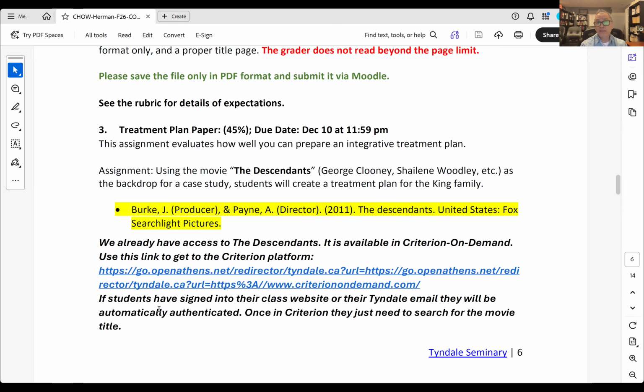You'll be watching a movie called The Descendants. You might even have seen it. It's by George Clooney, etc. So watch the movie. Use the movie as the backdrop for a case study. And then from this point on, you'll be writing a treatment plan for the King's family. The video, you can get free access to the video through the link here on your syllabus. You should be able to access that for free, but you need to sign on to your Tyndale account first before you can do that.